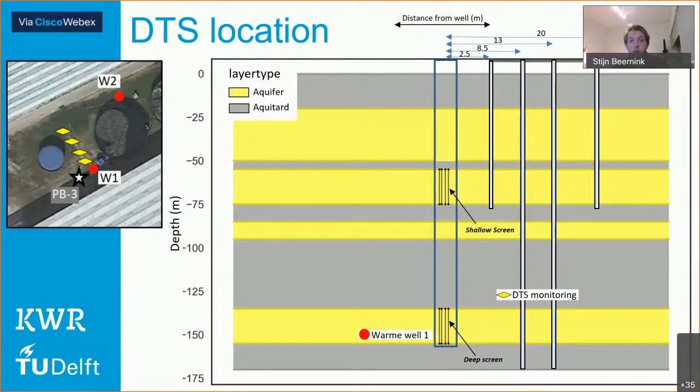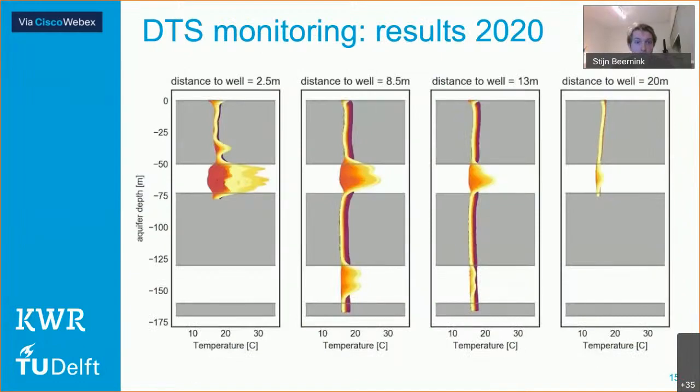And now let's go to the results of this monitoring. So we have been monitoring this for like 3 years, and here I show you the results of 2020. How to interpret this figure is, each color you see is a moment in time. So from this picture, we can very easily see the maximum temperatures and the minimum temperatures along the depth of the DTS. And what is very obvious and also very logical is that this maximum temperature decreases going further away from the one well.